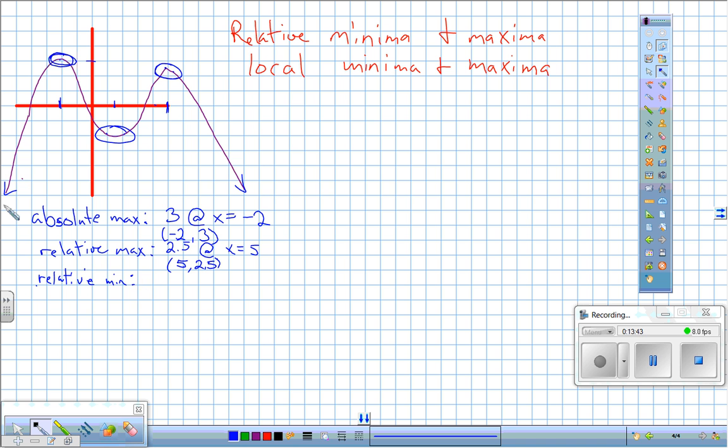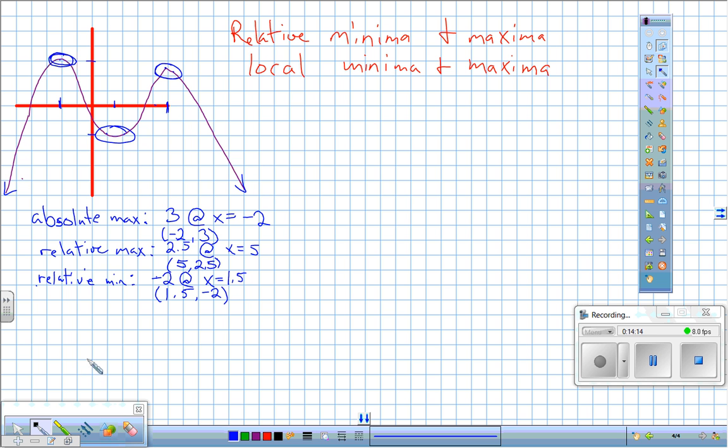So my minimum. And you wouldn't have to list the absolute and the relatives separately. Most of them will just have one, so you won't have to worry about doing them separately. You'll just say relative max, relative min. So your relative minimum happens, your minimum is about y equals -2. And that happens at x equals about 1.5. So I have 1.5, -2.